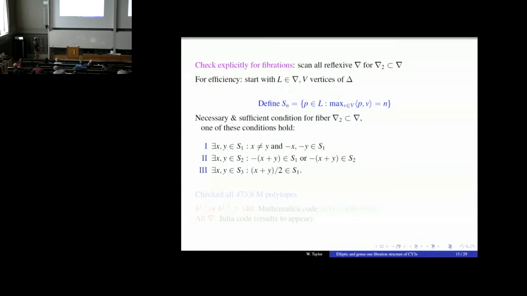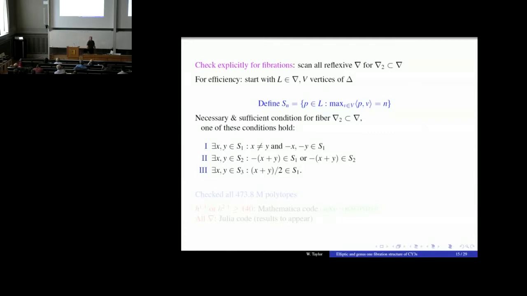This basically says there are 2 things in S1 where their negatives are both in S1. That corresponds to saying that there's a subpolytope that includes these rays. The next one says that you have a subpolytope containing these rays, and the final one says that there's a subpolytope containing these rays, I think. There should be a minus sign there. Sorry, that should have a minus sign there.